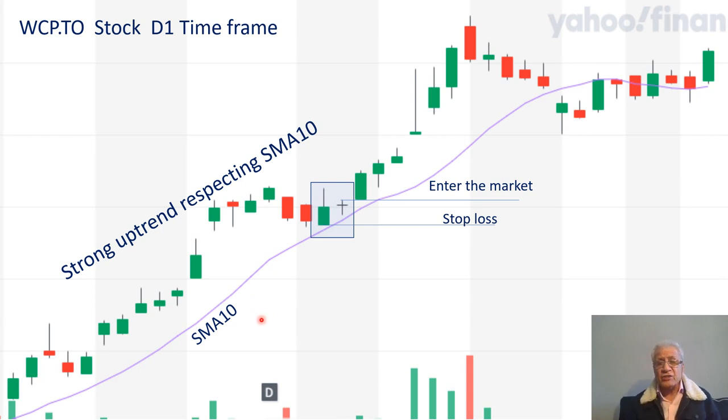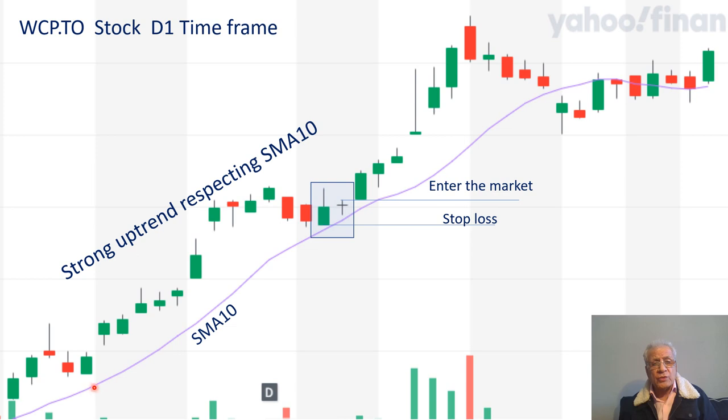If the market is strongly trending upward, making higher high, higher low, higher high, higher low, or strongly downward, making lower low, lower high, lower low, lower high, and you see an inside bar formation, then it's time to go long or to go short.